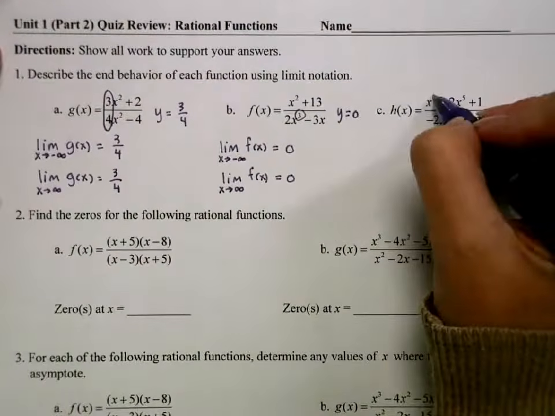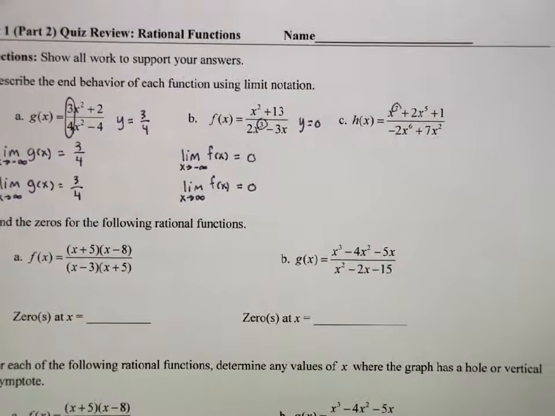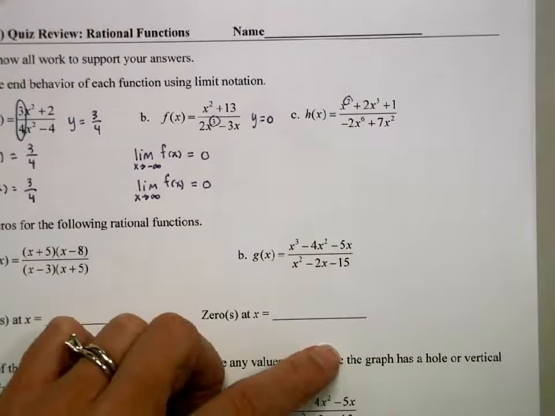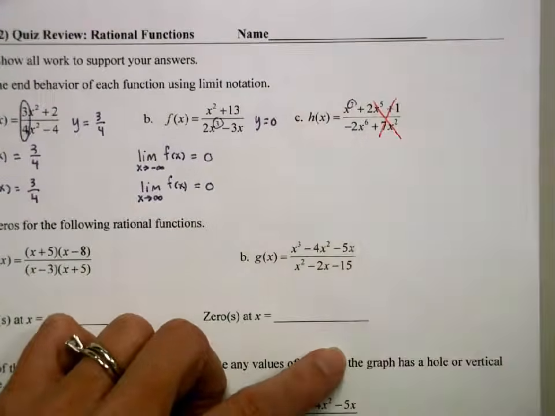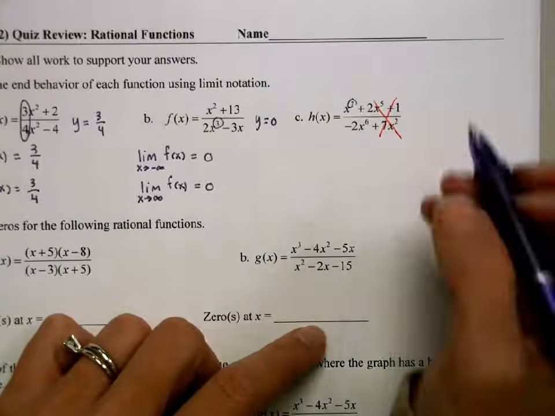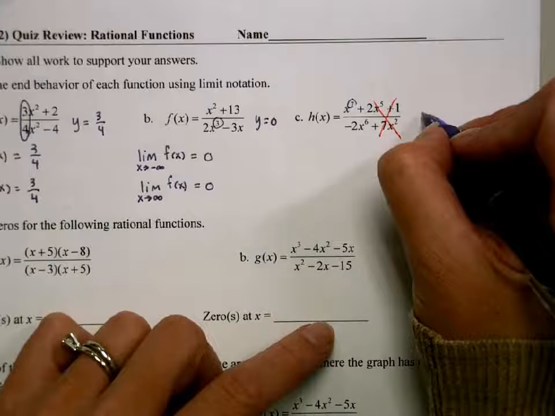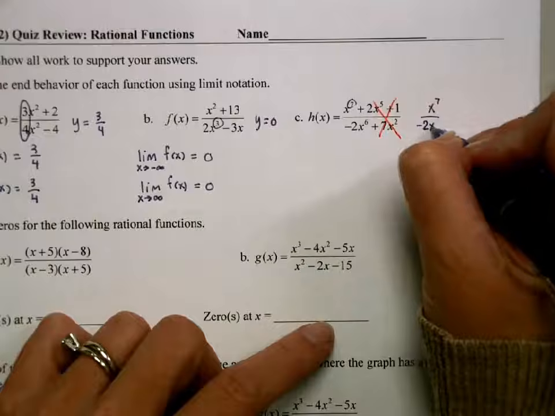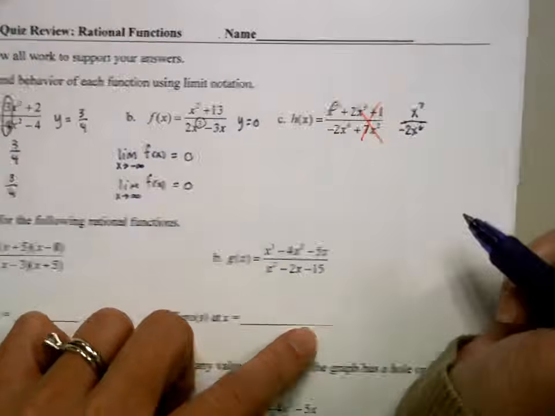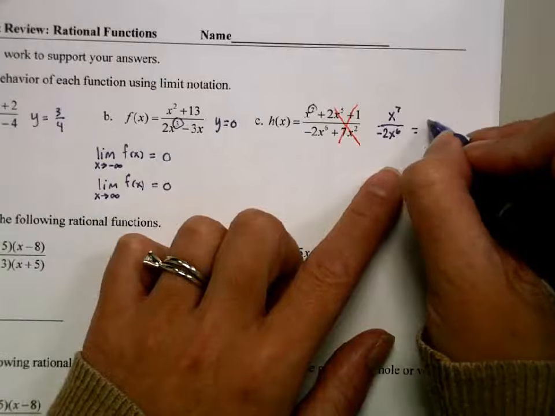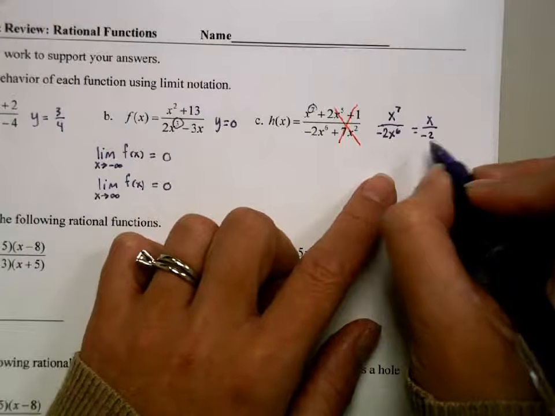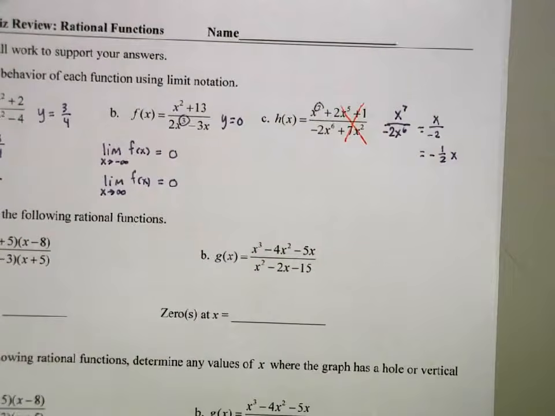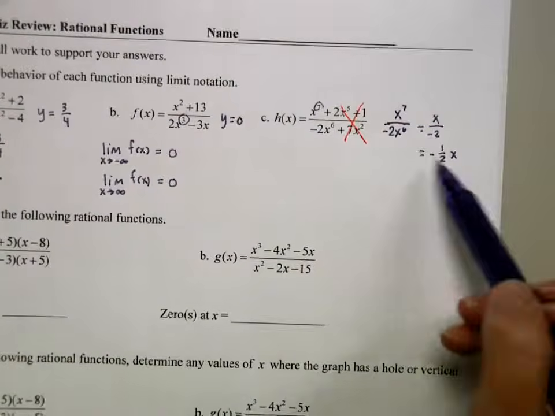This last one, the degree is bigger on the top. So it's not going to have a horizontal asymptote, but we can still determine the end behavior. All this stuff that's not the highest power, I don't really care about it as we get really, really big or really, really negative. So this is essentially the same as x to the 7th over negative 2x to the 6th, again for big values. If I were to reduce this, we'd end up with x over negative 2, or negative 1/2 x. So the function's end behavior is going to behave the same as negative 1/2 x.